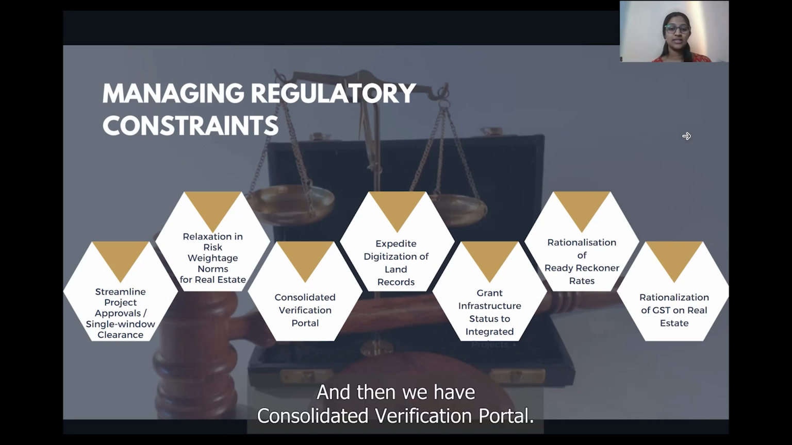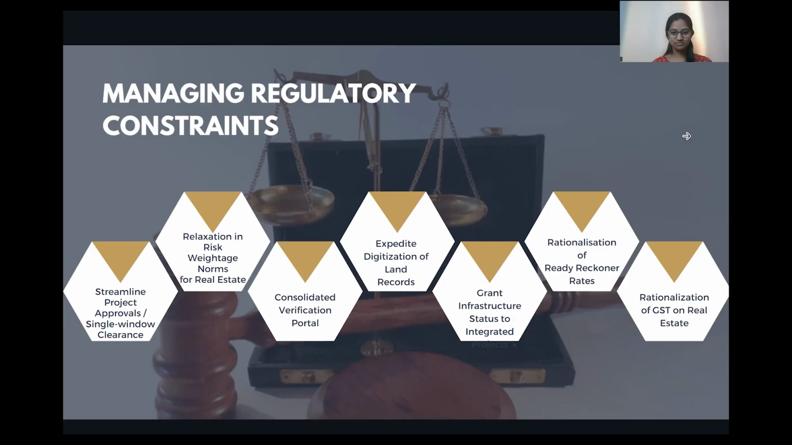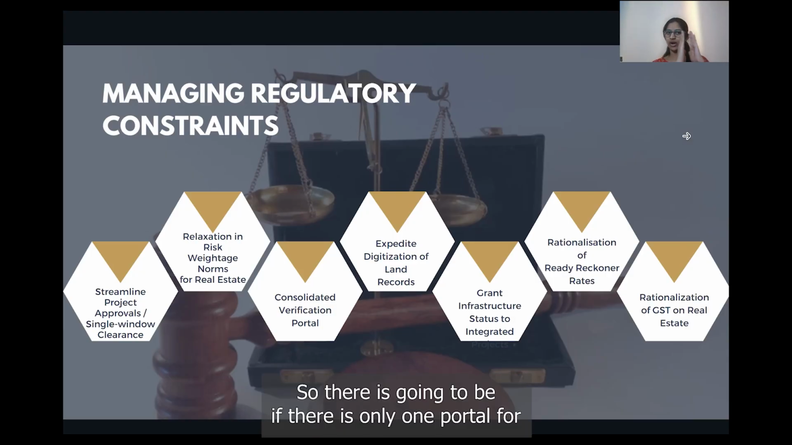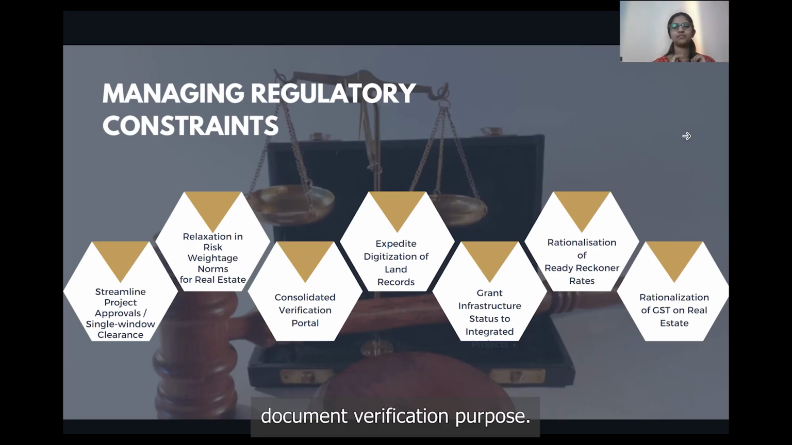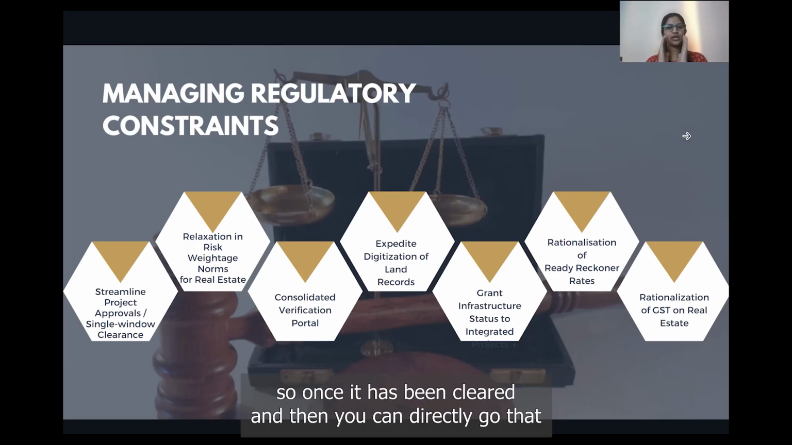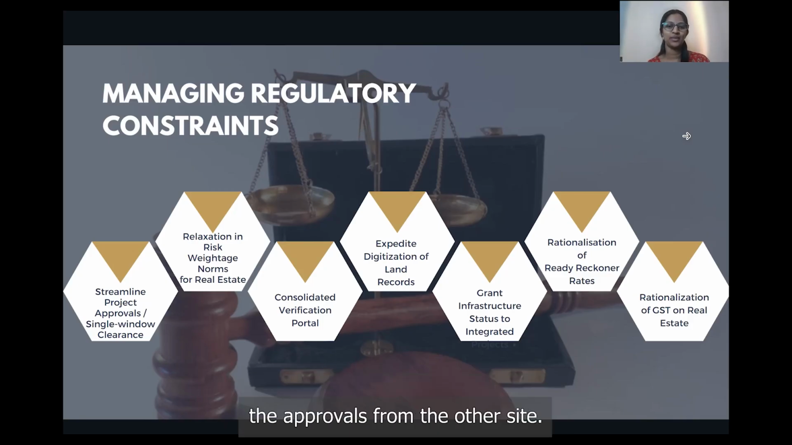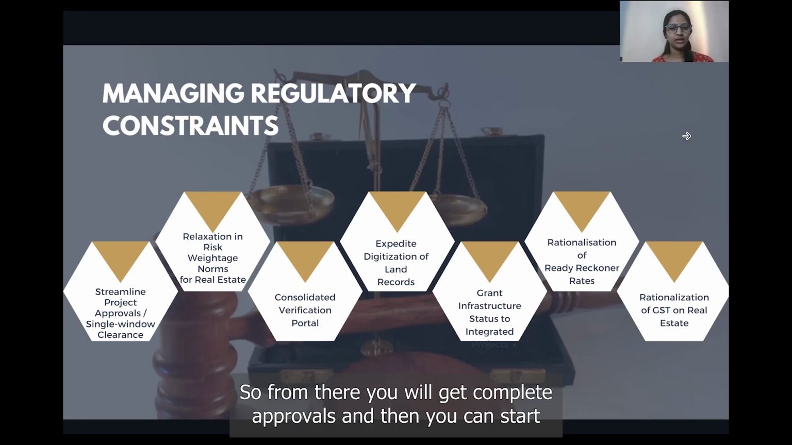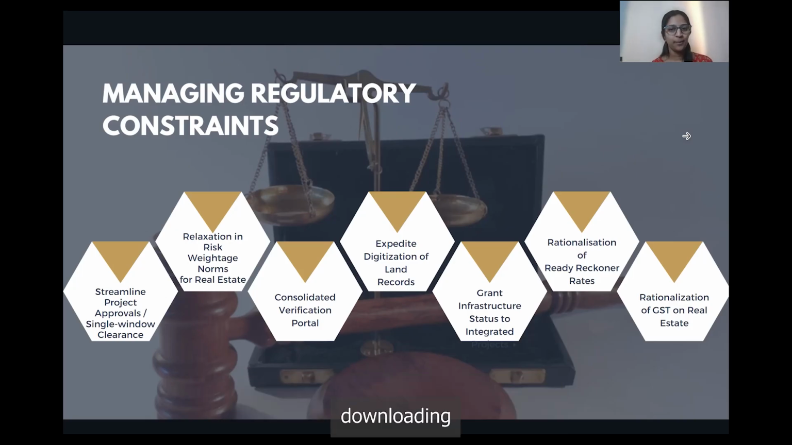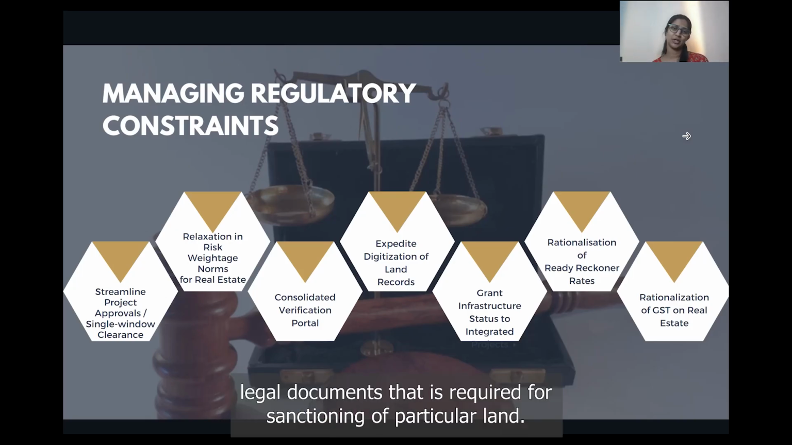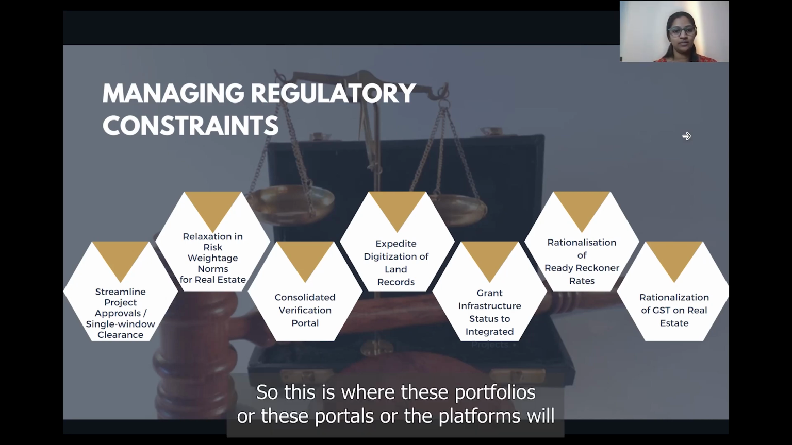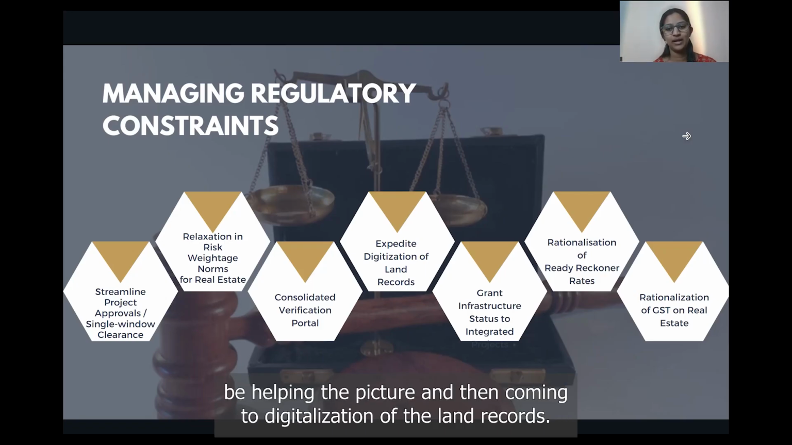And then we have the consolidated verification portal. This is very similar to the one I mentioned. If there is only one portal for document verification, then once it has been cleared, you can directly upload all of the documents, so that you don't have to wait for approvals from the other side. From there, you will get complete approvals and then you can start downloading the legal documents required for the sanctioning of that particular land. This is where these portals or platforms will help.